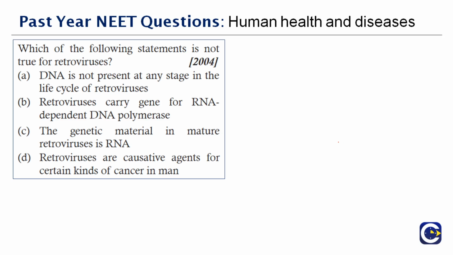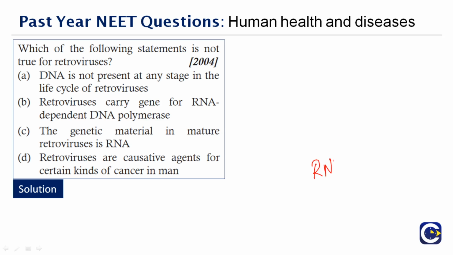Which of the following statements is not true for retrovirus? We have to analyze the statements here. DNA is not present at any stage in the life cycle of retrovirus. Retrovirus carry gene for RNA dependent DNA polymerase. The first option is not true about retrovirus. DNA is not present at any stage of the life cycle. No, that's wrong. Retrovirus have RNA as their genetic material.